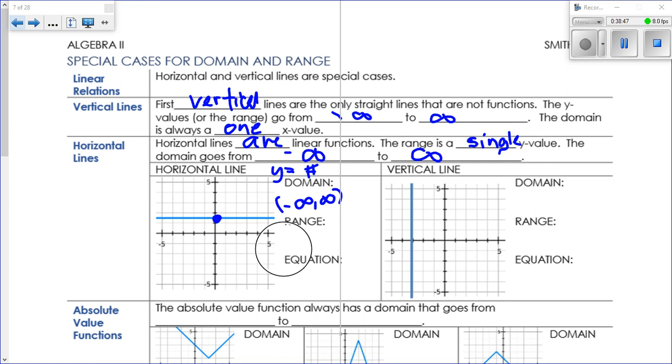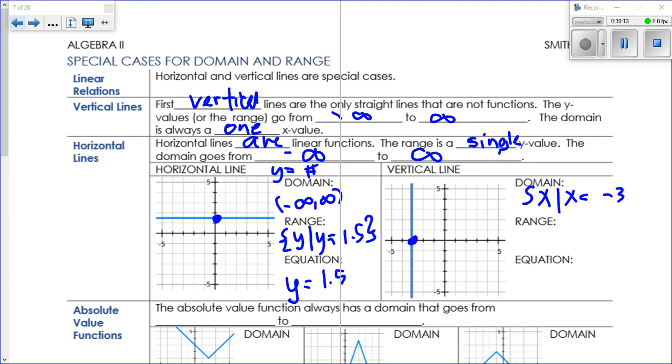Y here. We're going to use set notation for this. Get a little bit of practice. Y bar, y equals 1.5. That means my equation is y equals 1.5. Period. Domain for my vertical line is at the x value. It's a single value. It's x bar, x equals -3. Range is -infinity to +infinity in interval notation. My equation is x equals -3.